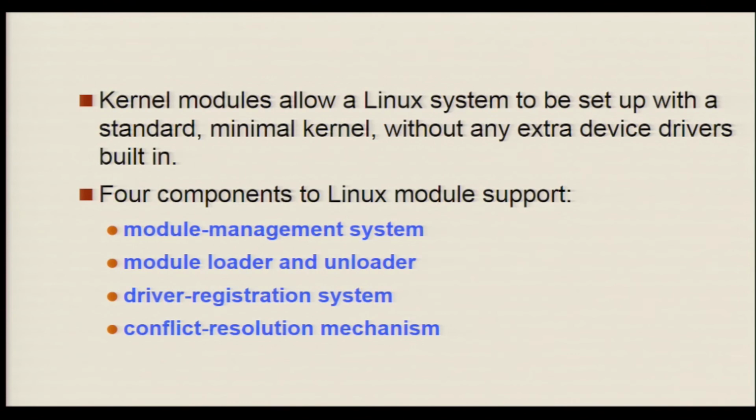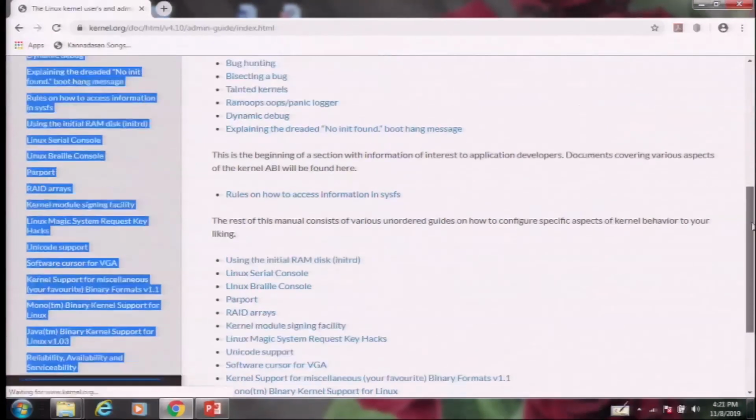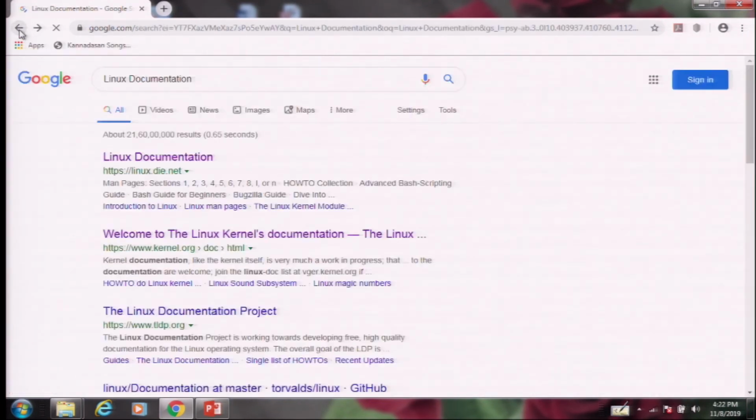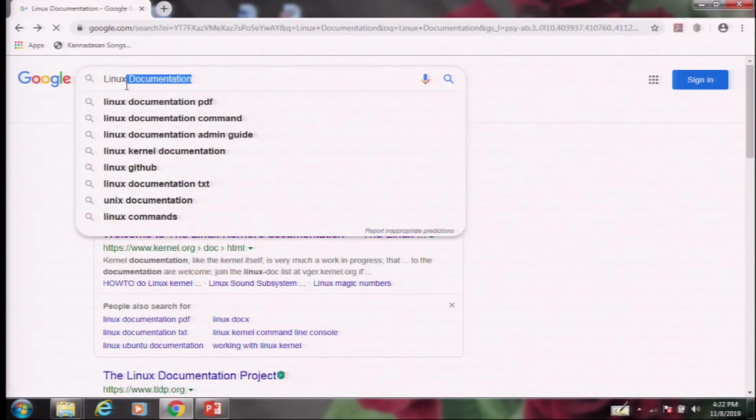Now, I have been a little deliberate not to touch upon so many aspects of the features of the operating system, but more to talk about the nice ideas that have gone behind making the Linux operating system so nice, so pragmatic. The idea of what is called open source, the release, Linux kernel 4.x, command line parameters, reporting bugs, bisecting a bug. There is so much documentation online where you can simply go ahead and use it. We have been talking about the kernel address, kernel memory leak detector, kernel documents, writing kernel documents. Everything that you want to learn from the Linux documentation project is simply available online. And the Linux open source code is also available online.